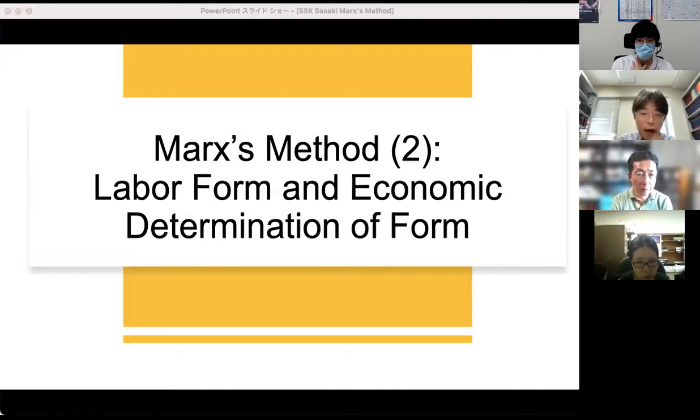Next, I'd like to explain Marx's method regarding labor, form, and the economic determination of form.